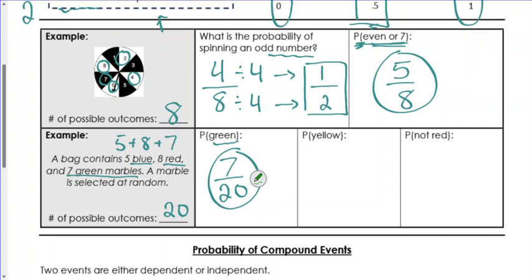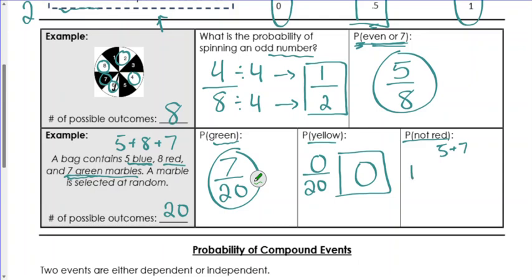The probability that I get a yellow, well, there are no yellow marbles, so that is 0. 0 out of 20, or really just 0. There is just no chance that I get a yellow one because there are no yellow marbles at all. What's the probability that I get something that's not red? So that includes anything that's either blue or green. So that's 5 plus 7. There's 12 options that are not red there.